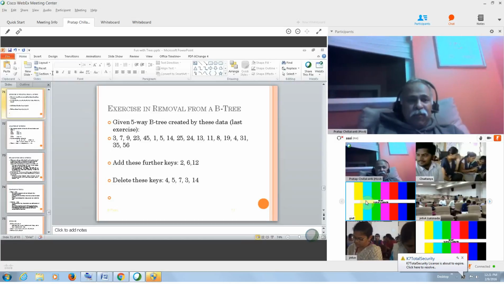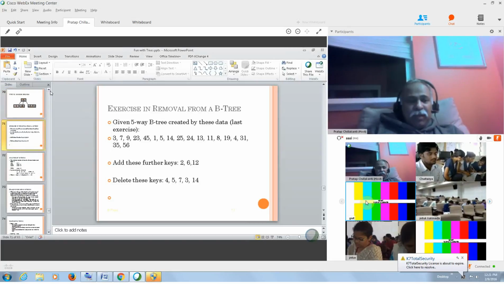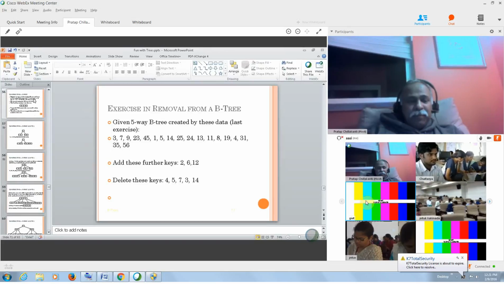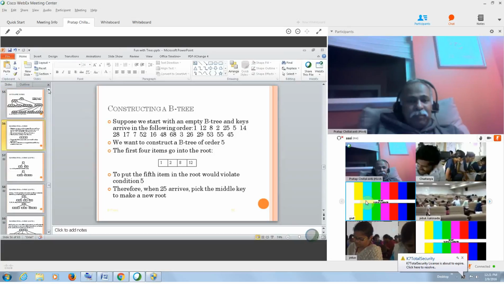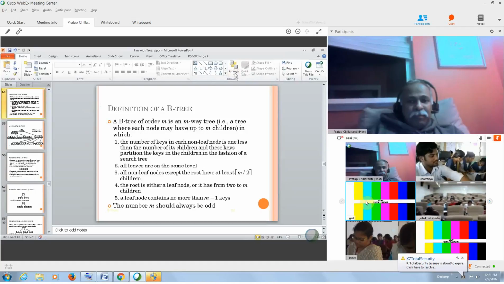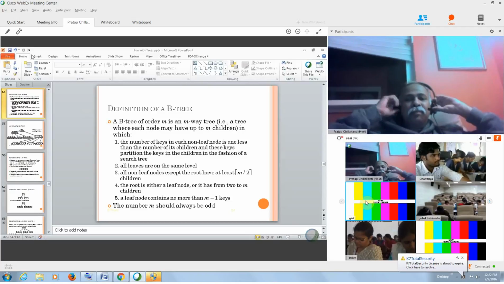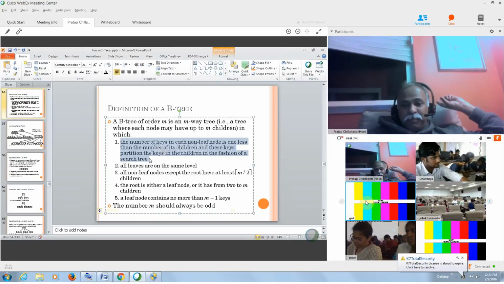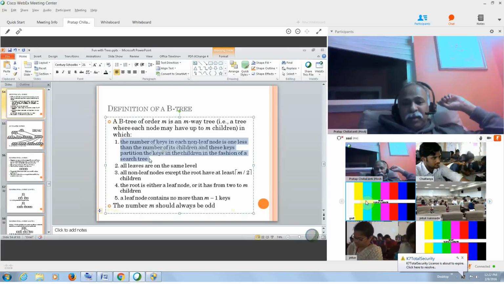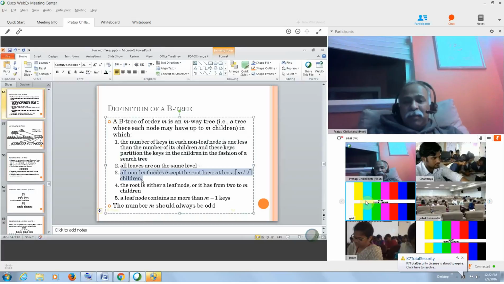I will bring back one of the fundamental slides here of B trees. That way you know why we don't have to memorize anything here. Remember the rule number 1. Number 5 are absolutely important. And then when it gets tricky, then you start applying rule number 3, because it should have at least m by 2 children.